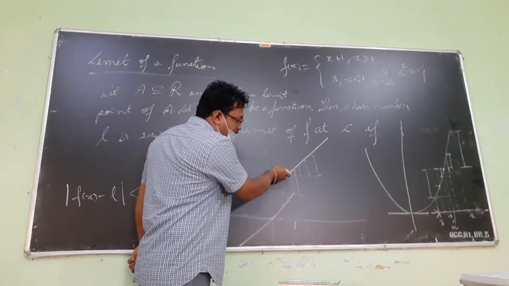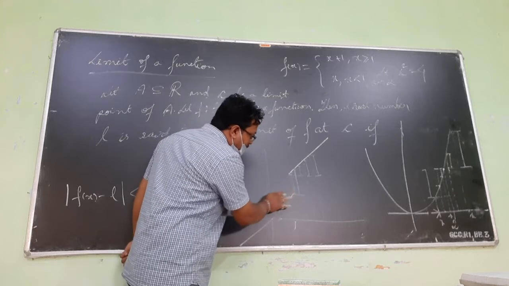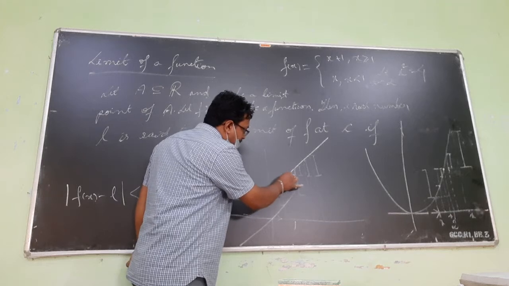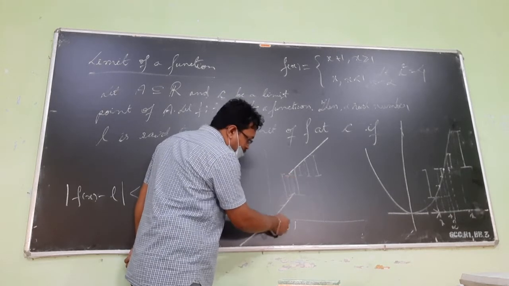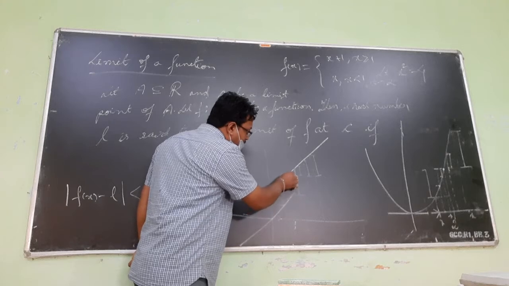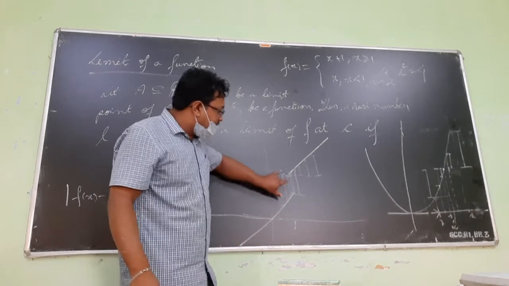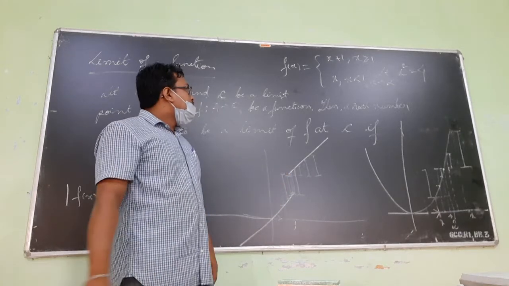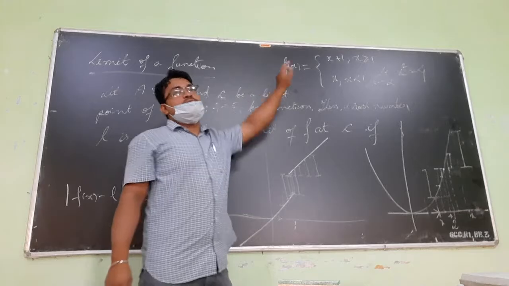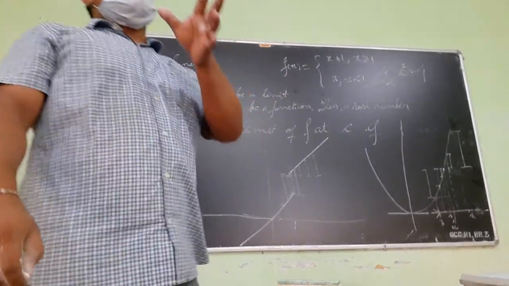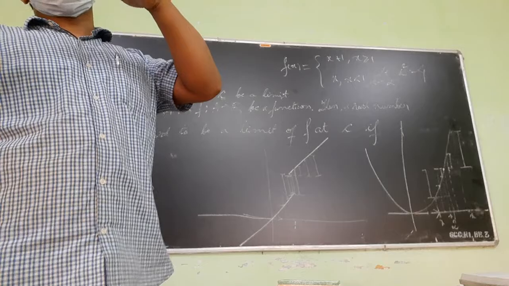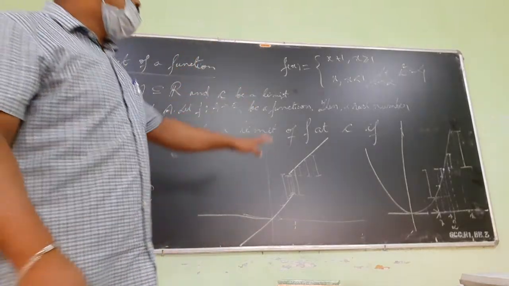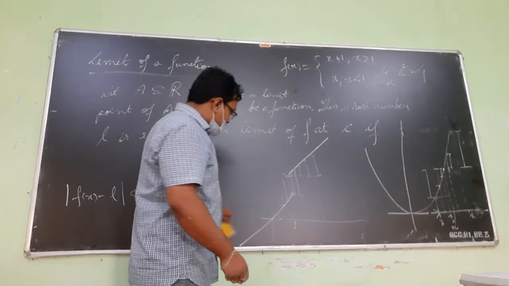I also cannot say that the common limit is 2, because if you consider this side, the distance between f(x) and 2 is very large. Even if you come very close to x equal to 1 from the left side, the distance is still very large. We cannot decrease it further. So that's why this limit does not exist. We cannot agree on a common value from the left side and right side. The values are different, so this limit does not exist. Okay. So that is the concept.